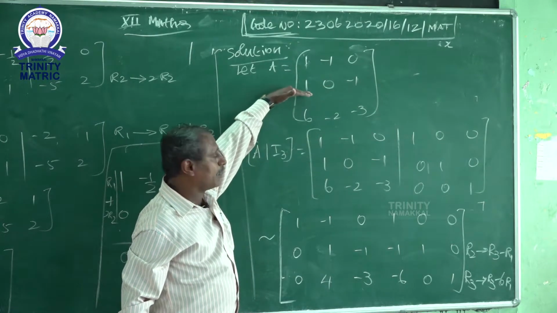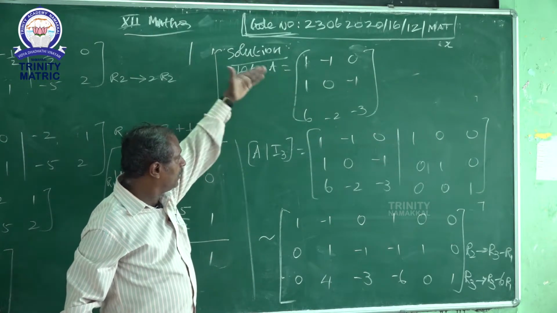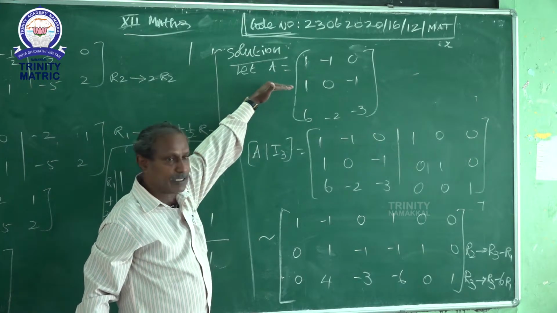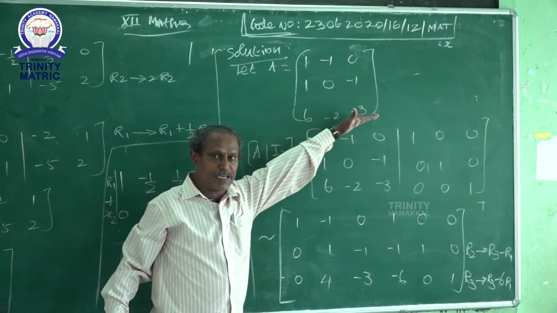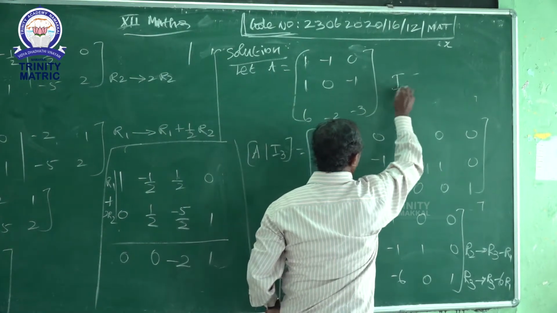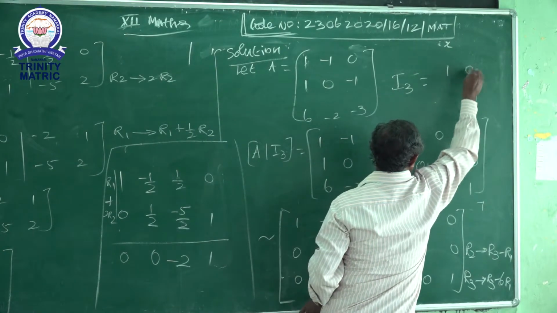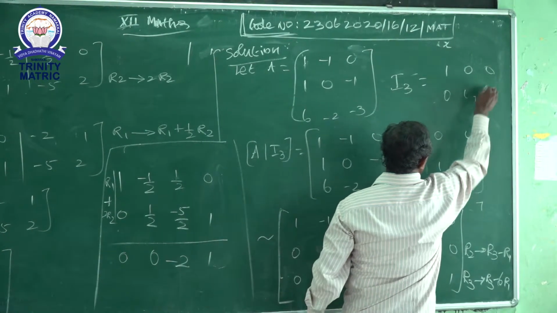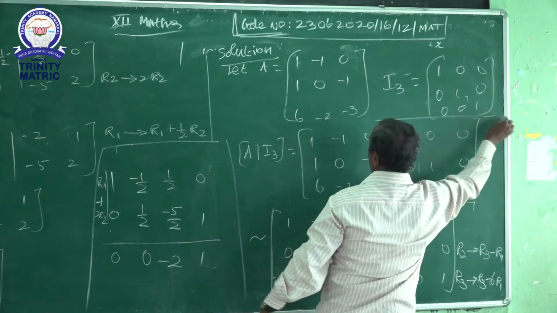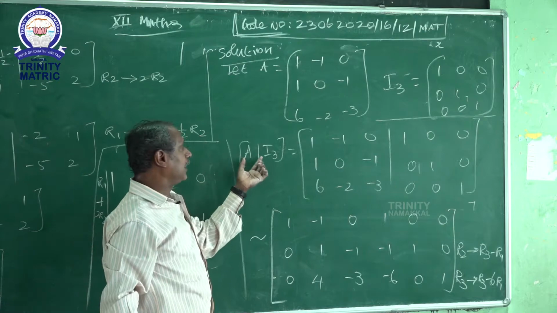Then after assigning the name, convert this into an augmented identity matrix. For that, the given matrix is of order 3, so we have to take the identity matrix of order 3, that is I3. I3 is nothing but 1, 0, 0, 0, 1, 0, 0, 0, 1. Take this identity matrix and augment it with the given matrix.